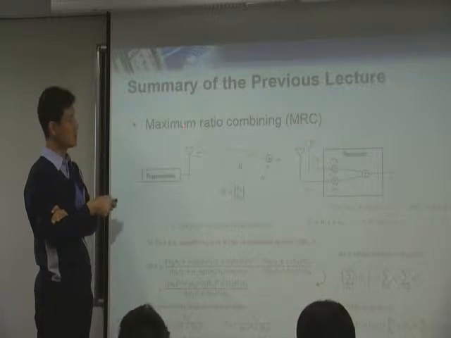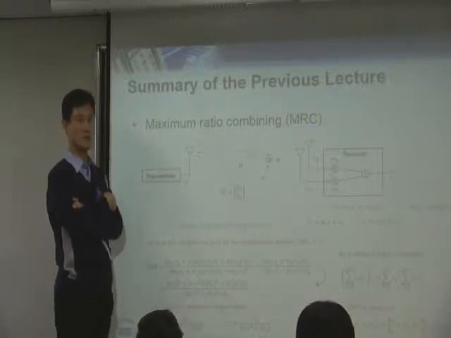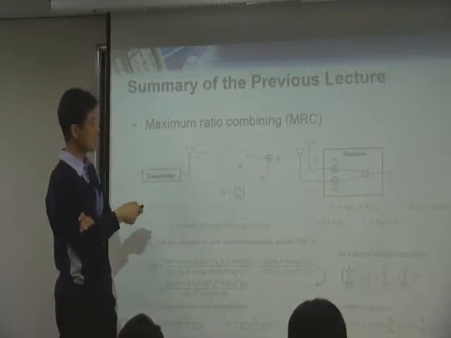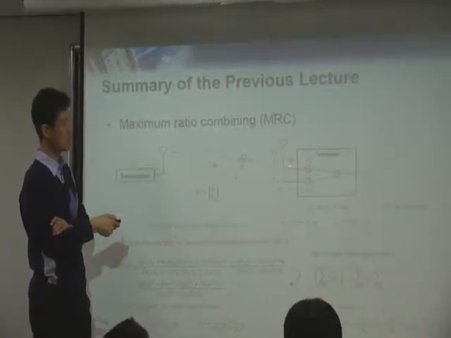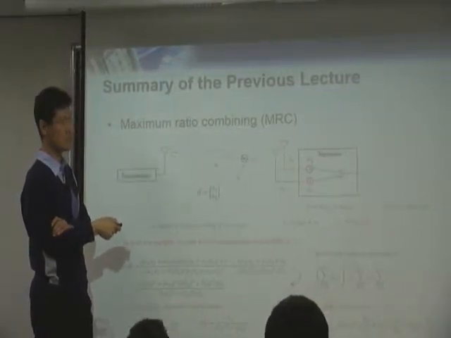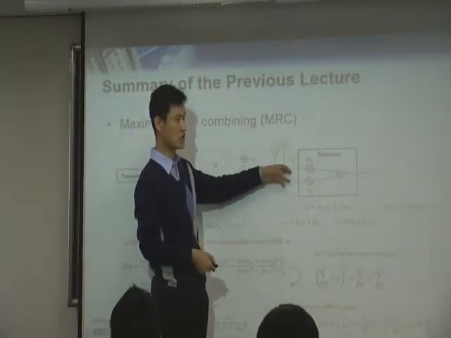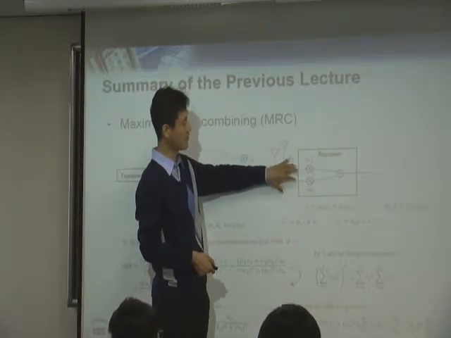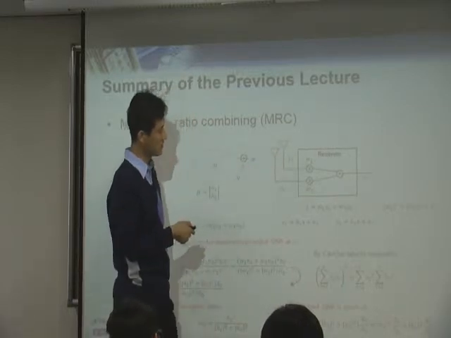Maximum ratio combining is probably the most basic and most important thing. The concept is that you multiply a certain weight for each antenna, or each signal. We are not ignoring one and choosing the other. We are not selecting just one, we are using both of them. But Y1 and Y2 are not the same. They are independent, first of all.